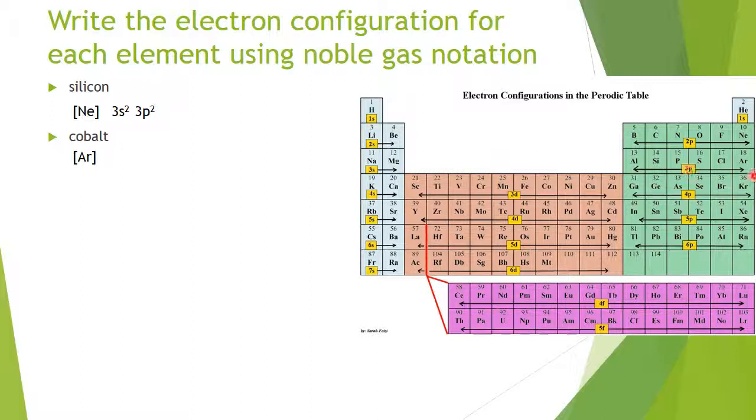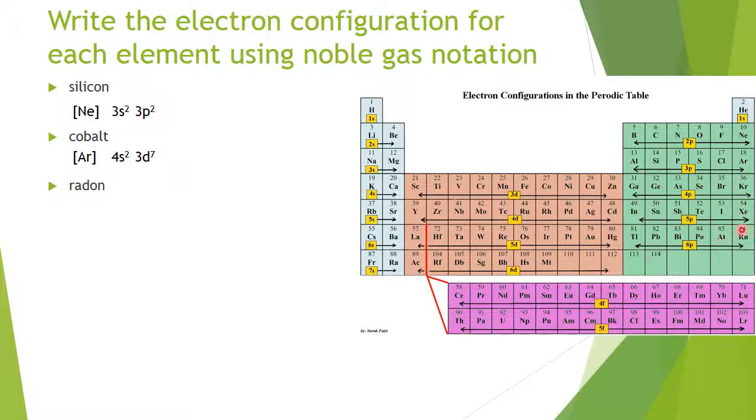And remember, argon, we can see here, is at the end of the 3p block. So argon's configuration ends with 3p6. So we'll pick up then with 4s. So that would be 4s2, 3d7, because cobalt is 7 elements, if we count over there, 7 elements into that 3d block.